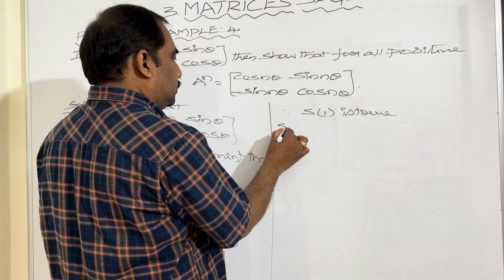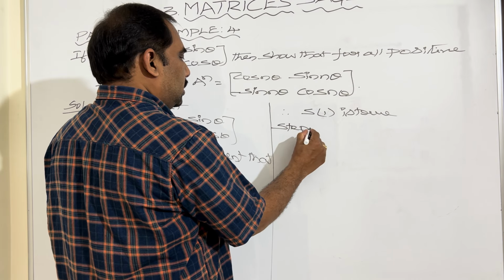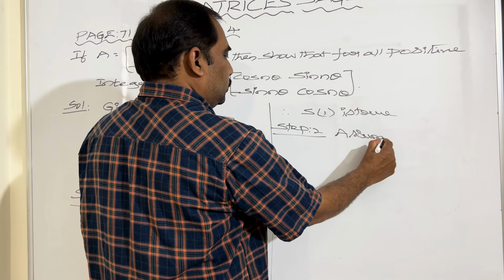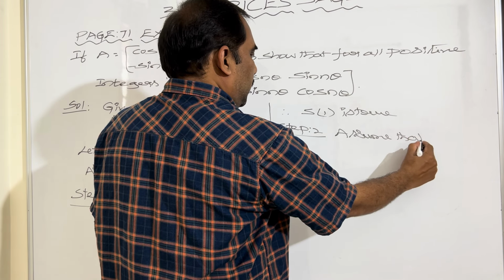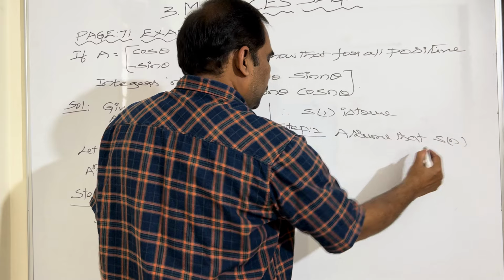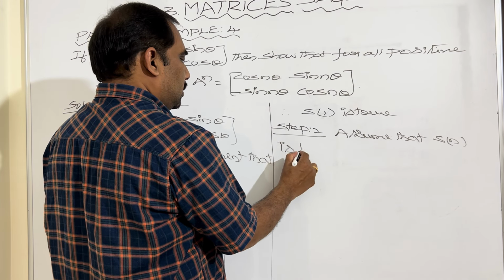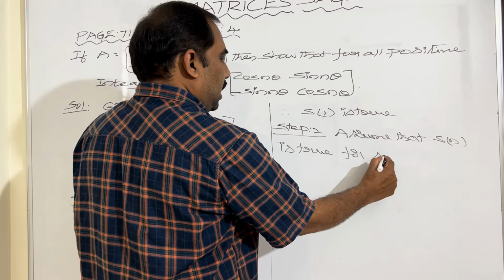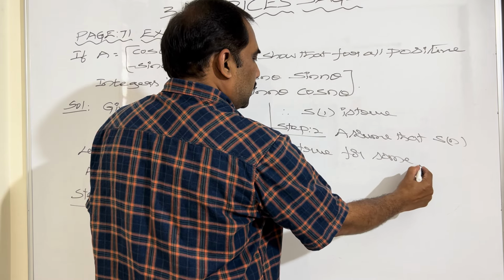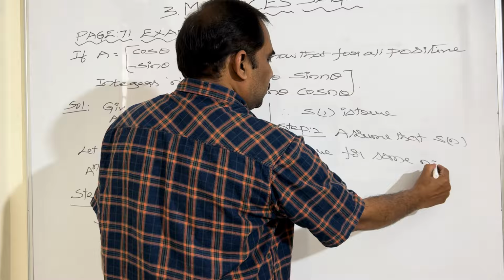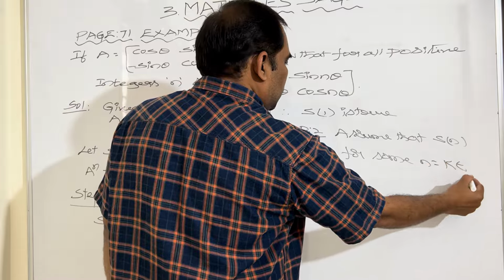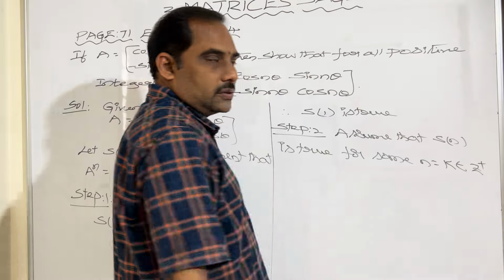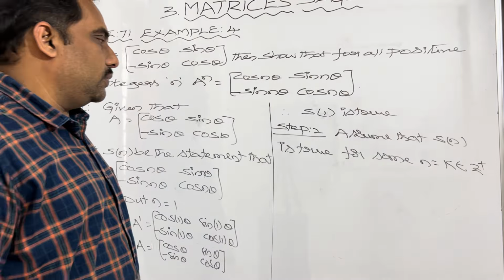Now in step 2, what we have to do? In step 2, assume that the statement S of n is true for some n is equal to k. But what is k here? n is equal to k, k belongs to positive integers, k belongs to Z plus. Z plus represents the positive integers.